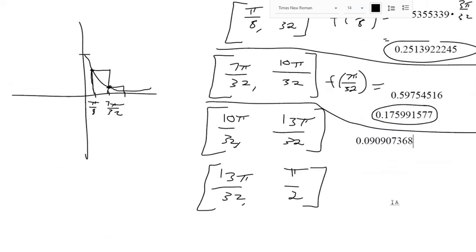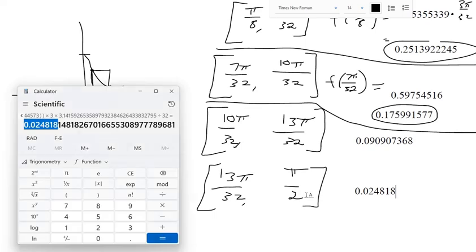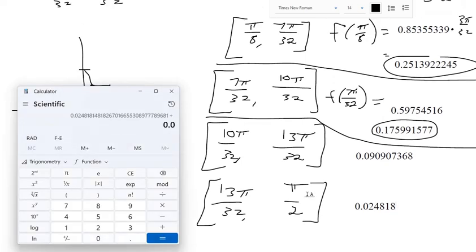There's our third rectangle. For the fourth rectangle, I need to plug 13 pi over 32 into my cosine function, square the result, and multiply that by 3 pi divided by 32. Okay, add those up, and then you've got your approximation of the area under the curve using a left endpoint rectangular approximation method.